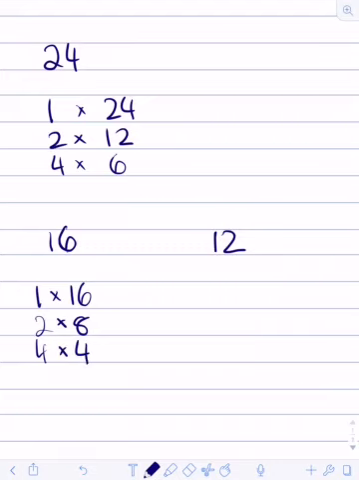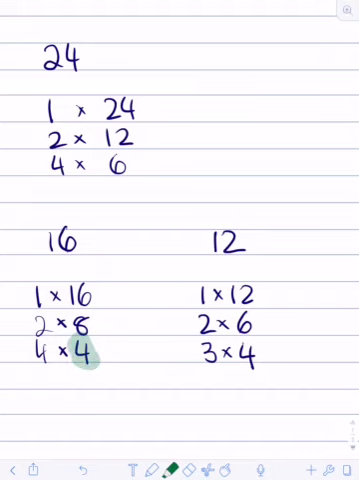What about 12? We have 1 and 12, 2 and 6, 3 and 4. So now we're going to look at what is the highest number that is common to both of them. And when looking at this, we can see they both share 4 as the highest common factor. So the highest common factor of 16 and 12 is 4.